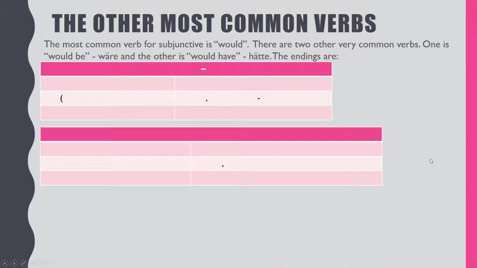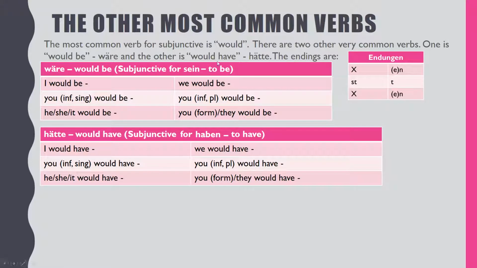The most common verb for subjunctive is would. There are two other very common verbs. One is would be, wäre, and the other is would have, hätte. The endings are the same as the previous slide. Here we have wäre, would be, the subjunctive for sein, to be, and hätte, would have, the subjunctive for haben, to have. The stems are wäre and hätte.